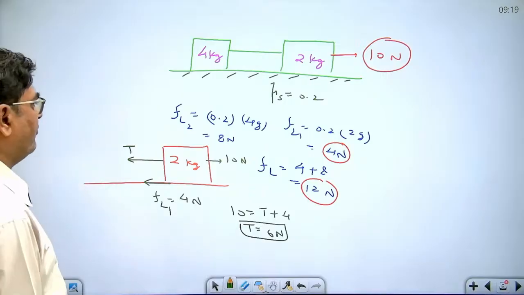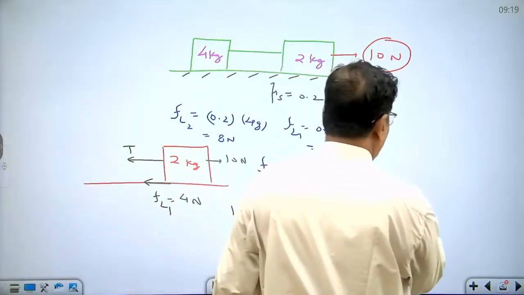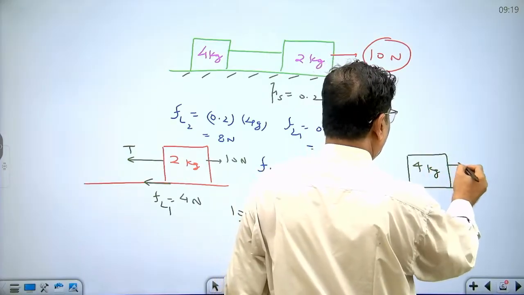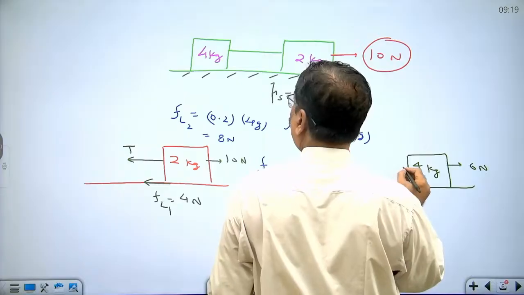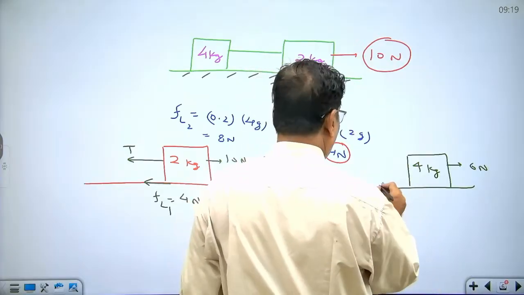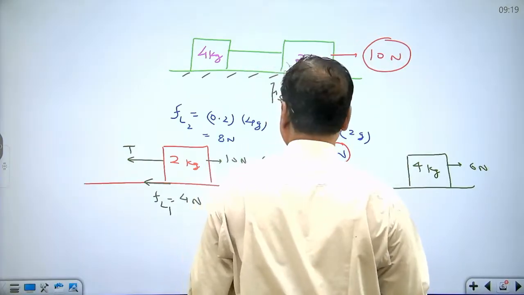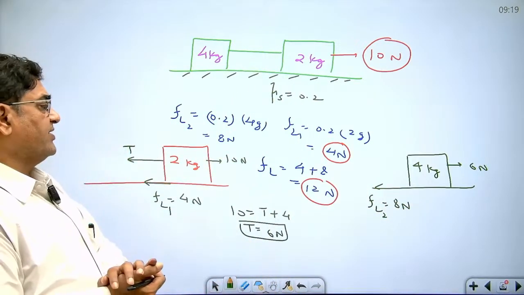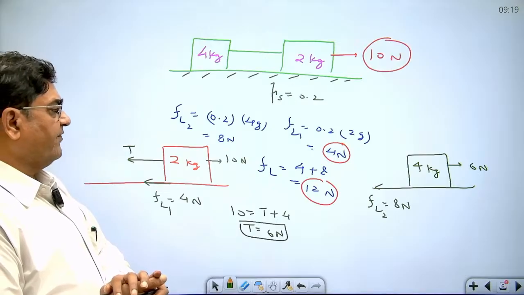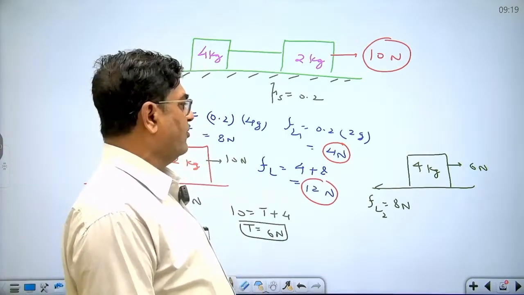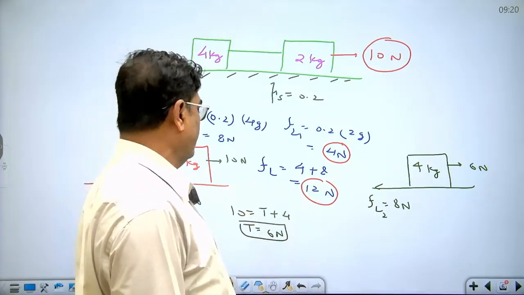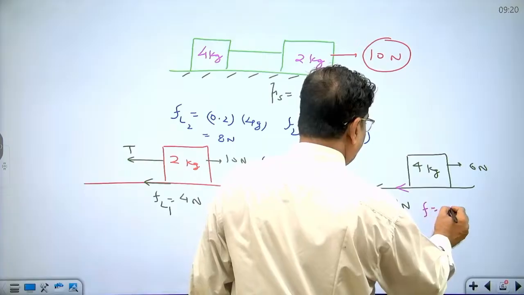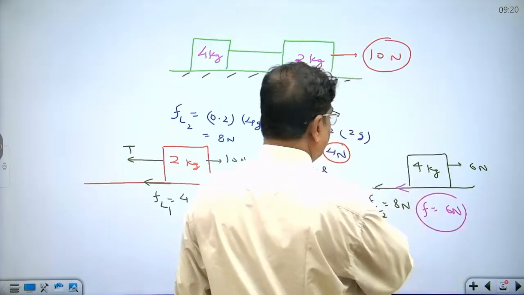Now let's see the case of the 4 kg block. If we look at the case of the 4 kg block, this is the tension in the string. And the limiting frictional force here is 8 Newton. Since the maximum value of static frictional force can be only up to limiting frictional force, but here in this situation the net applied force is tension in the string, that is 6 Newton. So static frictional force is a self-adjusting force. In this situation frictional force will be only 6 Newton, and this will be the direction.